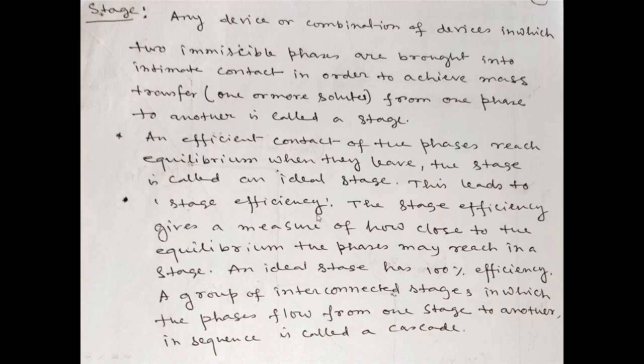This leads to stage efficiency. The stage efficiency gives a measure of how close to equilibrium the phases may reach in a stage. An ideal stage has 100% efficiency, when it reaches equilibrium. A group of interconnected stages in which the phases flow from one stage to another in a sequence is called a cascade. So this is the cascade. In general, practically, stage efficiency is generally 60%, but when it is an ideal stage, the stage efficiency will be 100%. There are different types of efficiencies, and we'll discuss them later.